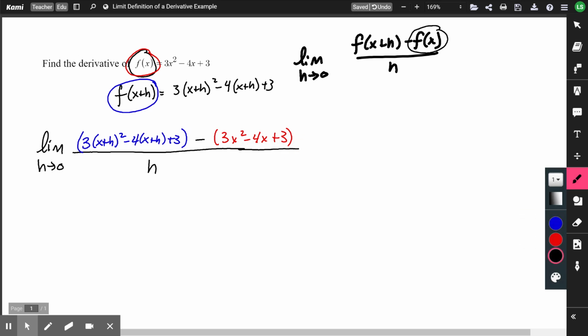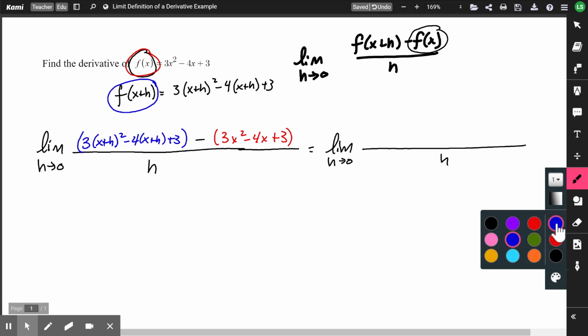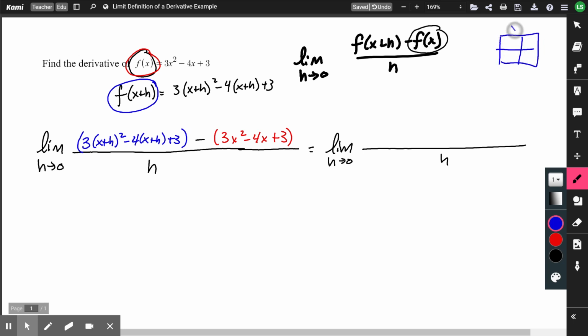Next, we're going to simplify each one of those expressions in the numerator. So right here with the blue part where I have 3 times x plus h squared is a binomial expression. So you could almost think about it like a box method that you're multiplying here. That creates x squared plus 2xh plus h squared.